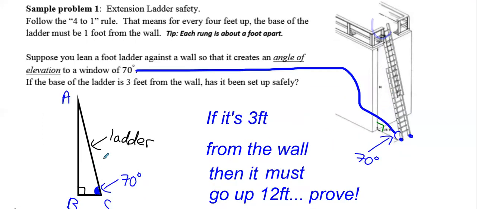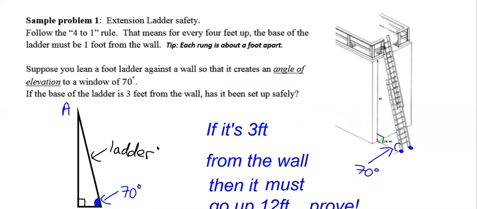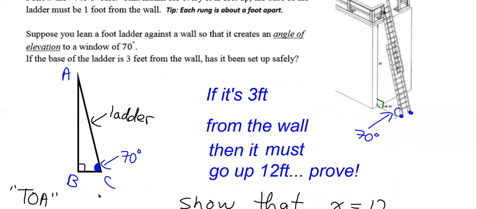So it often helps to create your own little diagram to make sure you can make some sense out of it. So the ladder is leaning against the wall. There's your 70-degree angle. You can put some capital letters for your vertices, label the 90-degree angle, and you have your right angle triangle. Okay. So if you're told the base of the ladder is 3 feet from the wall, and all that 3 feet would then be right here. So there's your 3 feet from there to there. So this is the wall. There's your 3 feet.